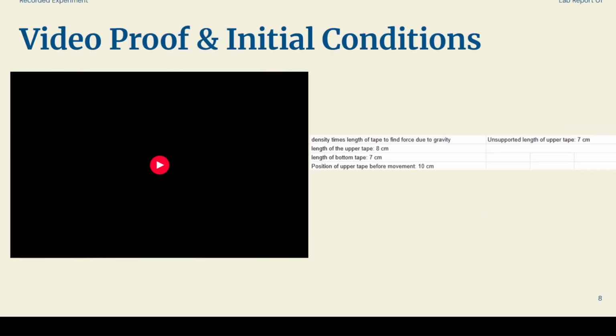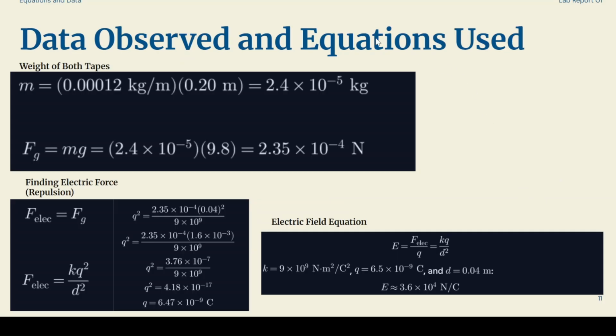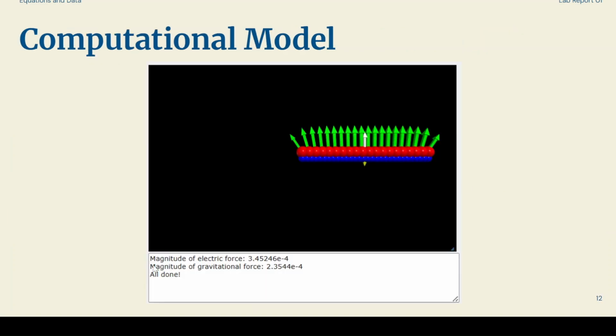So here's the initial proof and our initial conditions as we've seen through our observational model. Then we went through our computational model for the more sophisticated part of it. Here's the data observed for the real recorded data, on the electric force, the electric field, and the weight of both tapes. So we plug those in, and it gives the same exact thing, but the only difference is a 0.15 distance in its decimal.